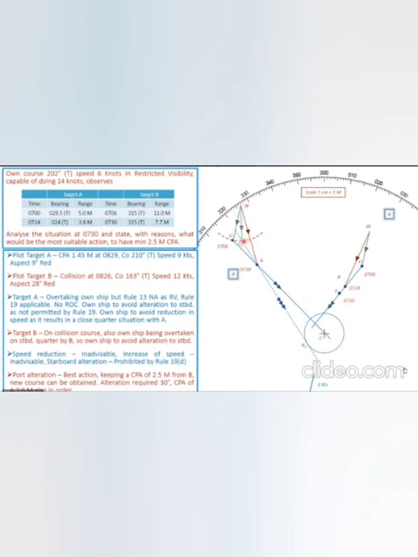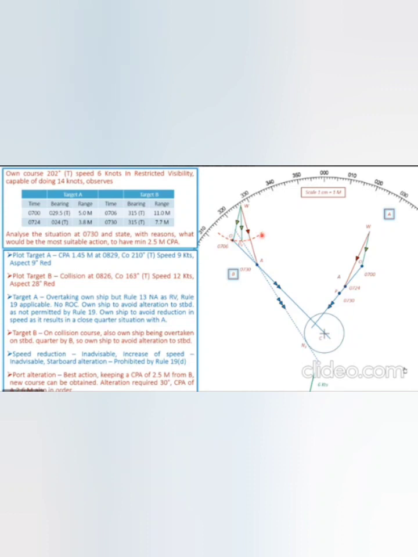W Oscar 1. You can see this W Oscar 1 line coming up on the plot. This W Oscar 1 should be our new course to steer. So you see we have not made any difference in the distance covered by own ship in the plotting interval. WO and WO1 are exactly the same distances. They are the radius of the same circle.